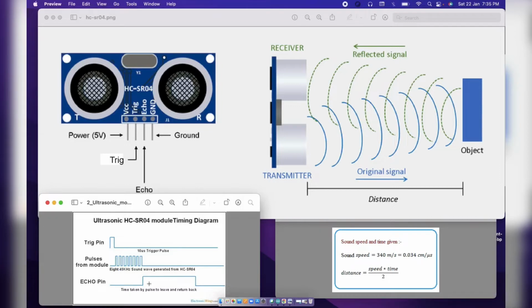Echo pin will be high until it receives the signal. The width of this particular pulse is nothing but the distance of an object from the sensor to that particular object. From this point to this point, it is the distance, which is calculated in terms of centimeter. This is very important while writing the program.